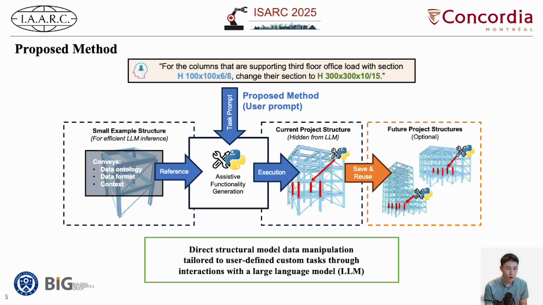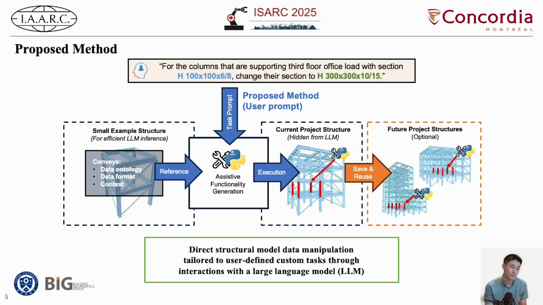Instead of going through all the manual steps, we simply describe the task in natural language as a user prompt. This prompt is passed to a large language model. In our case, it's Claude Sonnet 4. The LLM then generates a Python code block tailored to perform this task. This code block is executed on the model data. Now, the result is the same as the conventional method, only now it's handled automatically and without any graphical user interface navigation.